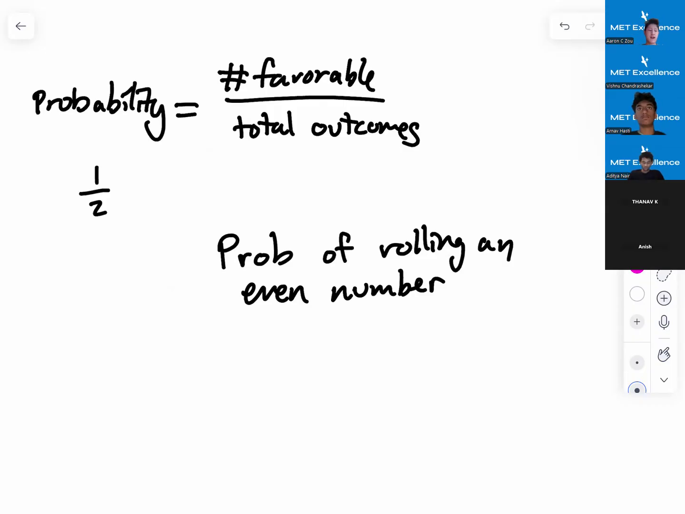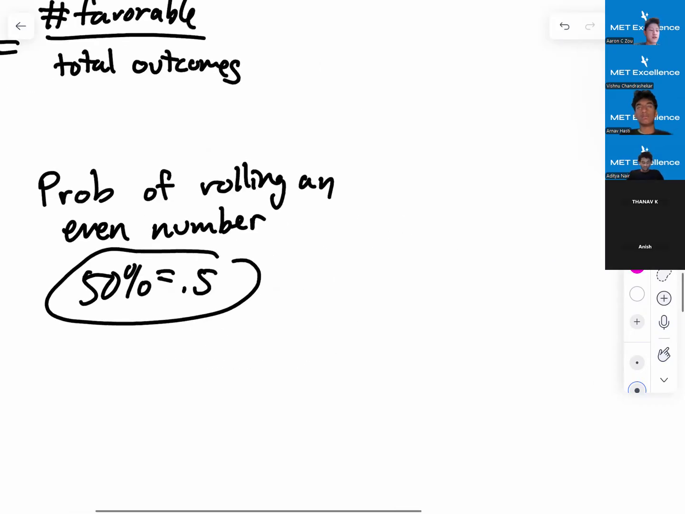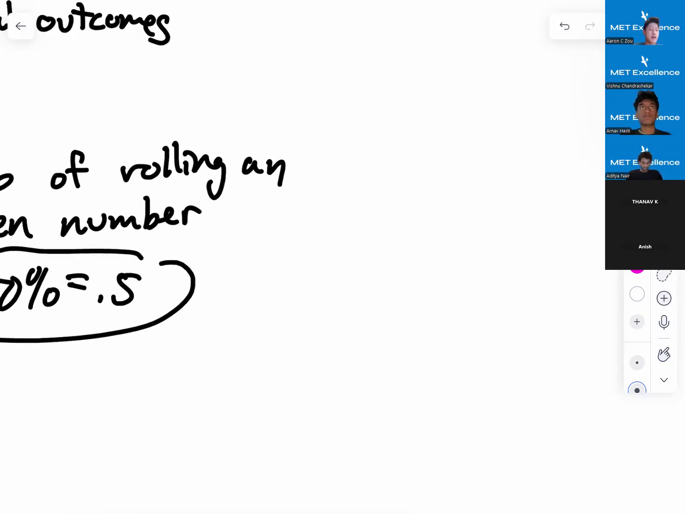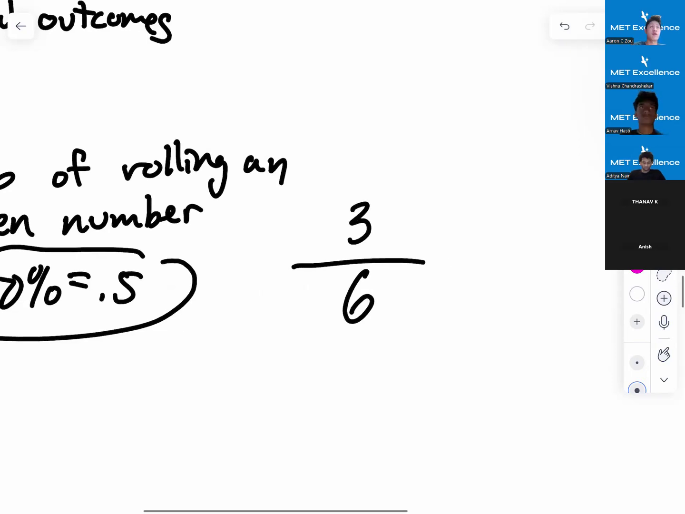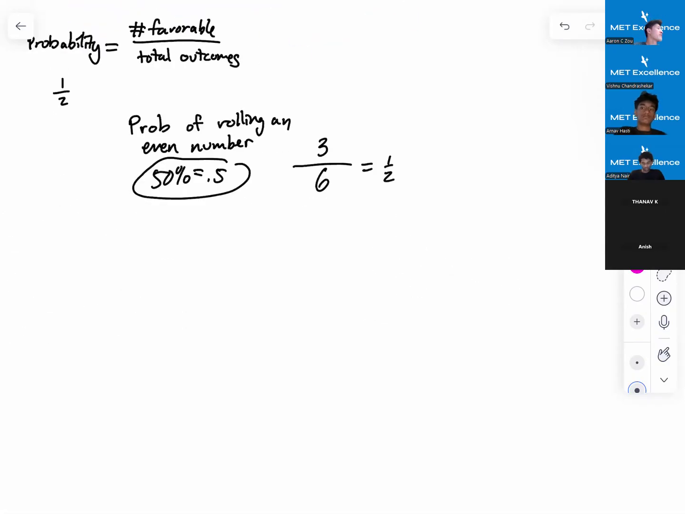Okay, I'm getting a lot of answers, and the answer is 50% or 0.5. So remember, percent just means divide by 100. How we do it is, let's first see how many total outcomes we can have. When we roll a six-sided dice, we have 6 options, and there are 3 even numbers between 1 and 6. That's 2, 4, and 6. So the answer is 3 over 6, which is 1 over 2. Okay, that's great.